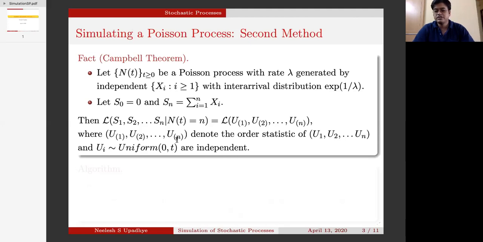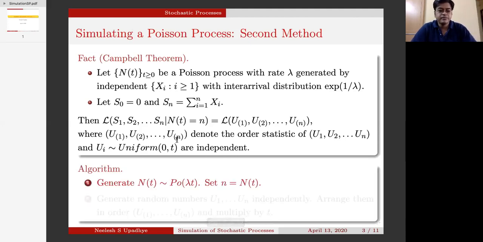The algorithm is pretty nice and short. Let us say I want to simulate a Poisson process, and I want to simulate N(t). When you simulate a Poisson process, it is not sufficient to simulate only N(t), that is the number of arrivals in the interval 0 to t, but you also need to give the arrival times. As you have seen in the first case, we gave those inter-arrival times by setting t plus x.